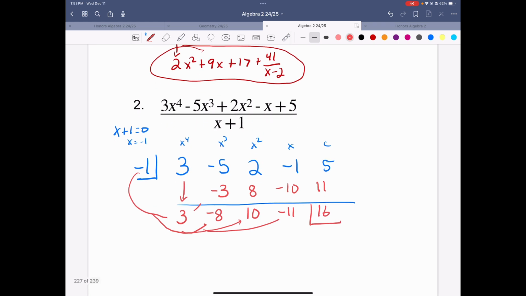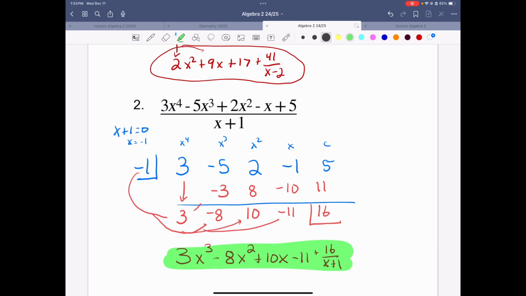That's my remainder. I started with 3x to the 4th, so this is going to become 3x to the 3rd minus 8x squared plus 10x minus 11 with a remainder of positive 16 over my divisor, x plus 1. And that's my solution. And again, my solutions are just coming from there. We always go one less than what we started with when we're looking at our polynomial.